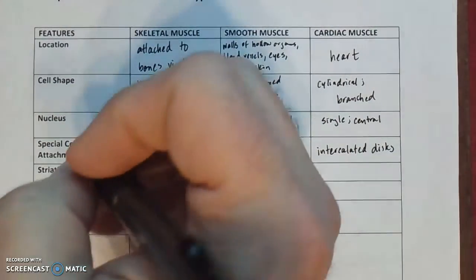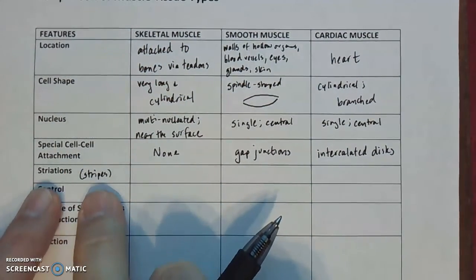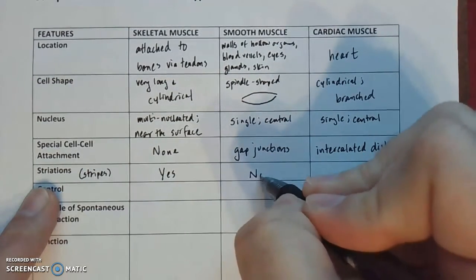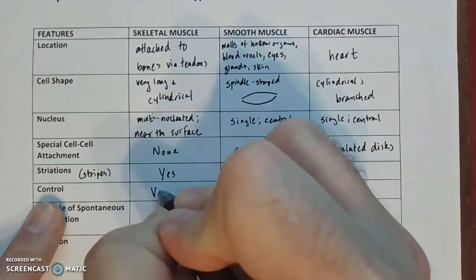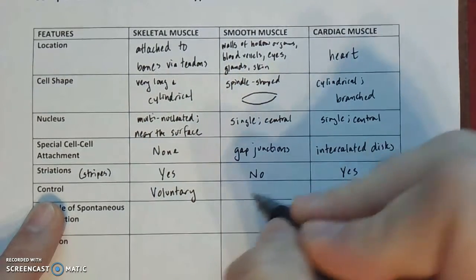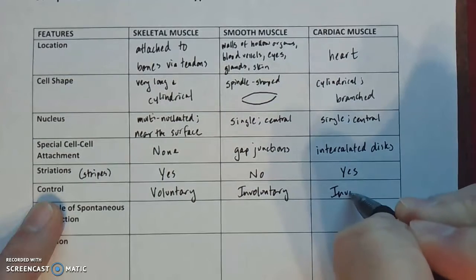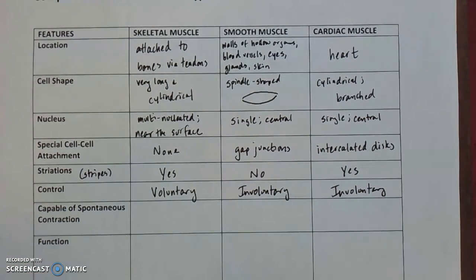Now, striations is nothing more than stripes. So this is based on appearance, and it's going to be microscopic appearance. Skeletal muscle does have that appearance. Smooth muscle does not, and cardiac muscle does. We mentioned control before. Skeletal muscle is voluntary. And thank goodness that both smooth and cardiac muscle are involuntary, where we don't have to focus on doing those.